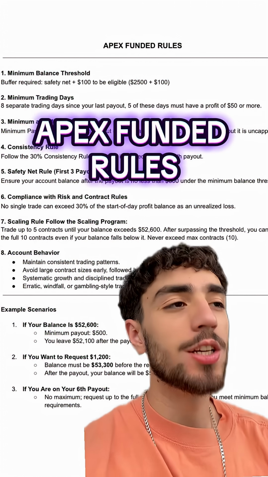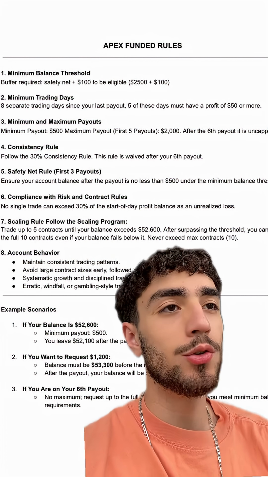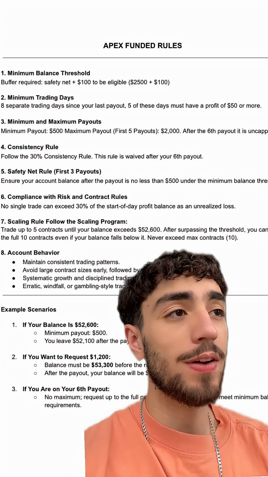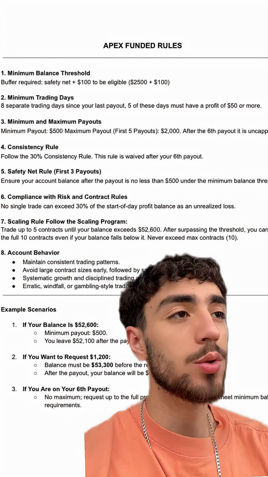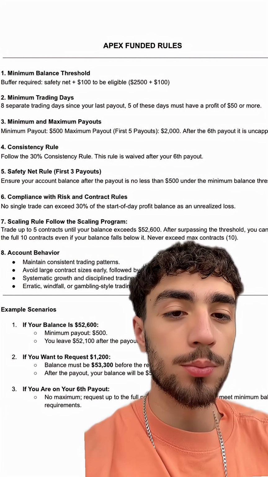This is everything you need to know about Apex Trader Funding. The main reason you would want to use them is because eventually you can get 20 funded accounts, you can copy trade them all together, and then eventually when you get multiple payouts, there are uncapped payouts. So realistically, you can scale to infinity and beyond. Let's talk about every single rule really quickly and break them down.